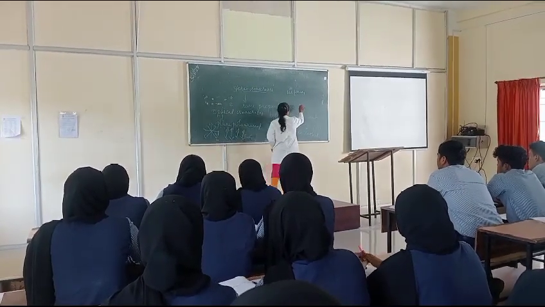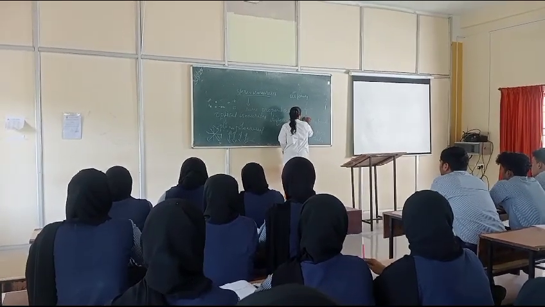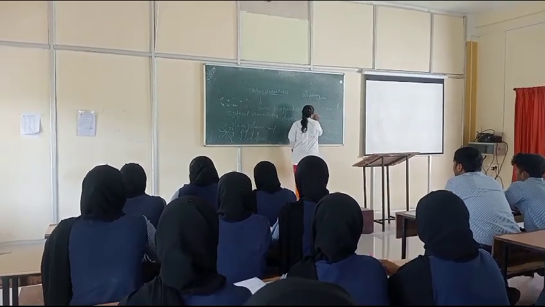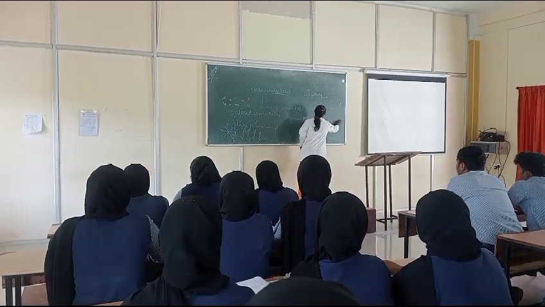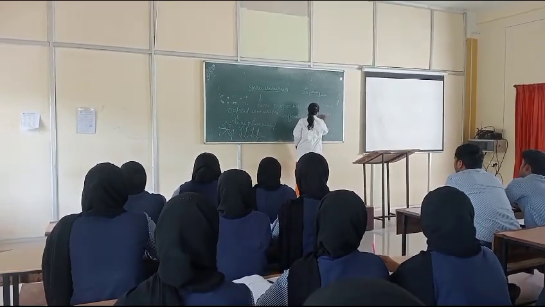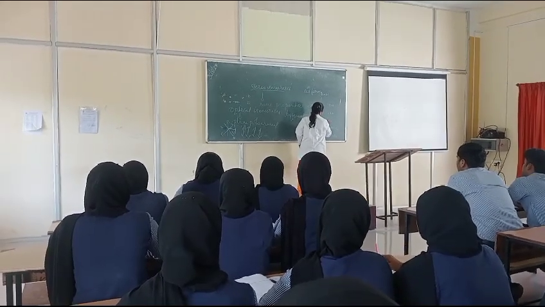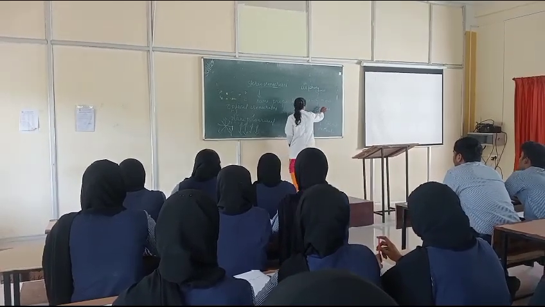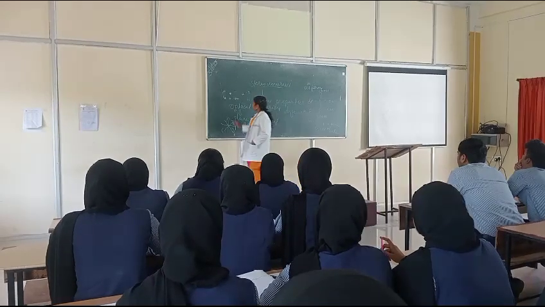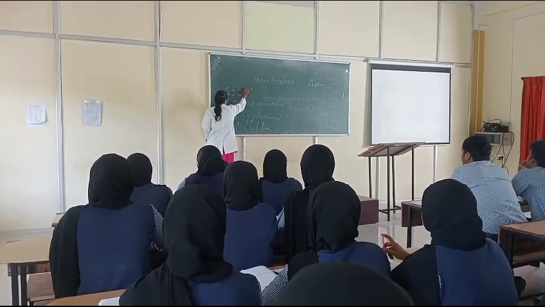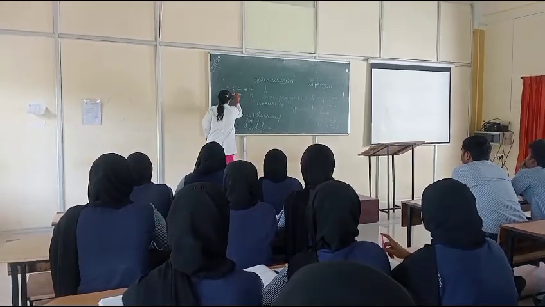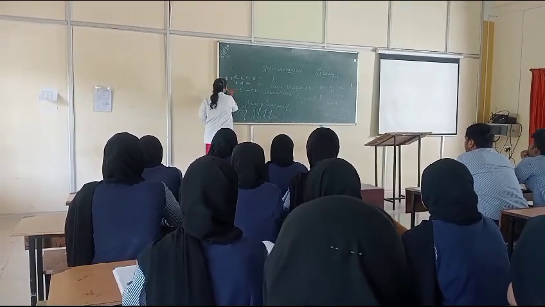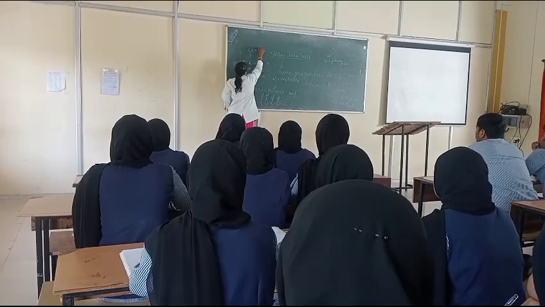See, for example, lactic acid has COOH, OH, H. We can take tartaric acid also. So this is cis form. Trans form means the hydrogen and hydroxyl group come on the opposite side. This is trans form.